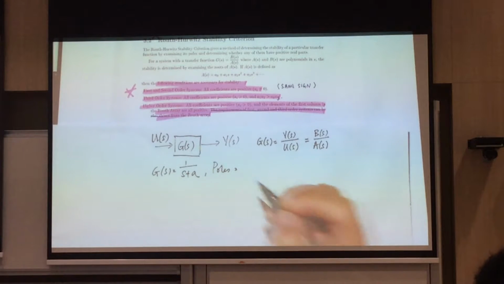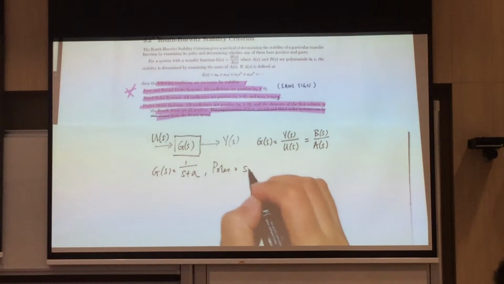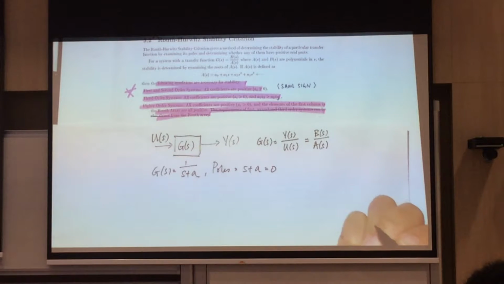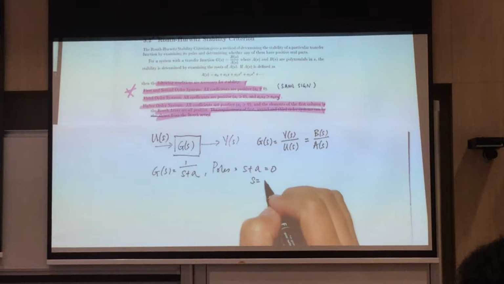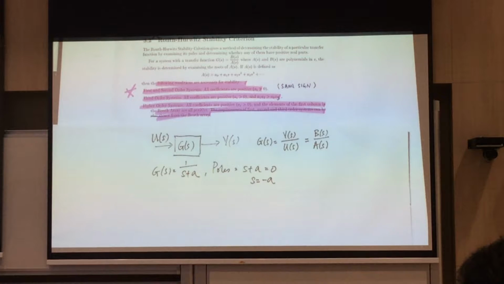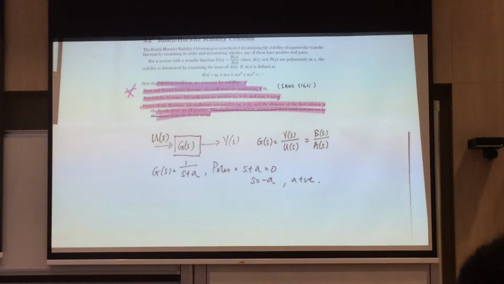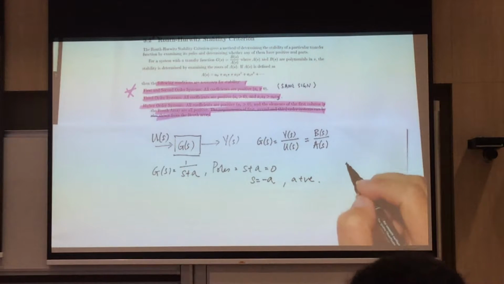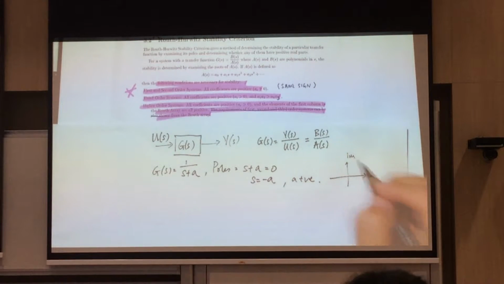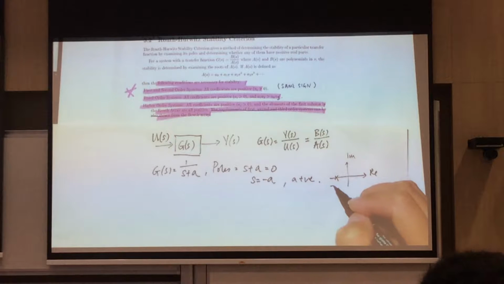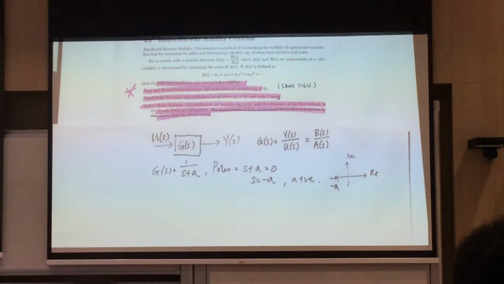If you look at the pole over here, how do you check the pole? The pole is just the denominator equated to 0, so the pole is s equals minus a. If a is positive, and you mark it on the complex plane, it's here, which is stable. And how do you know that it's stable?